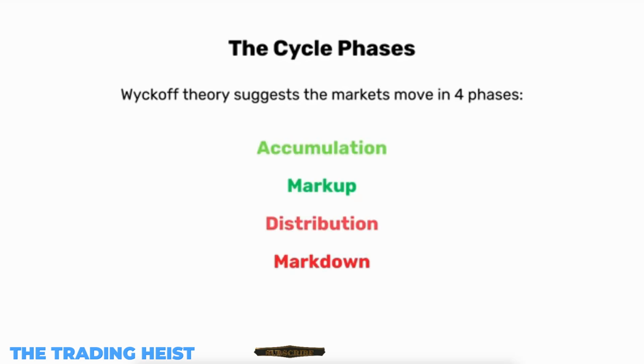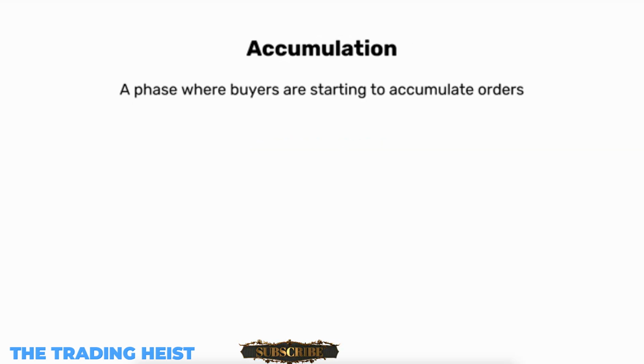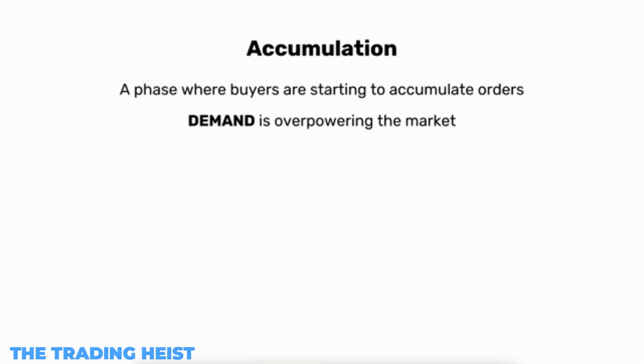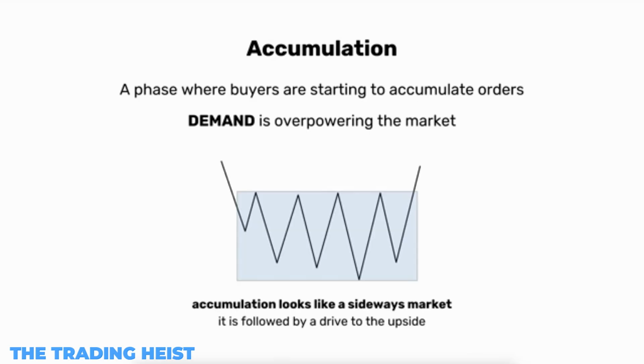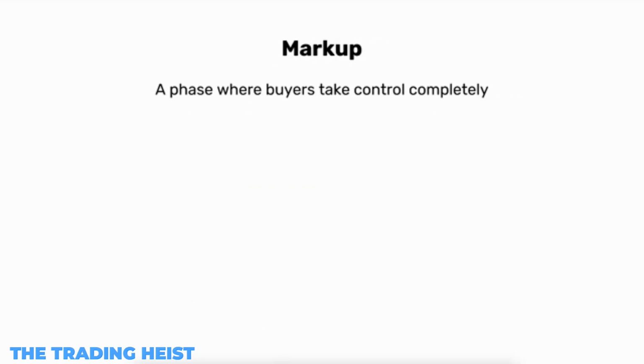So we're going to take a look at each of these now, starting with accumulation. So accumulation is a phase where buyers are starting to accumulate orders. It's where demand is overpowering the market. And it looks like this. It's pretty much a sideways market that is followed by a drive to the upside. Markup is a phase where buyers take control of the market completely. It's price appreciation.